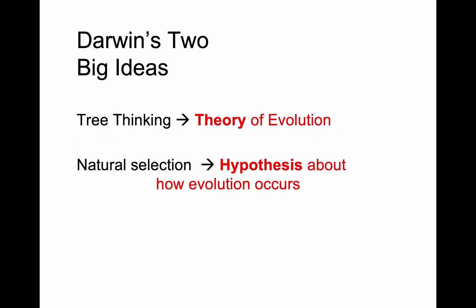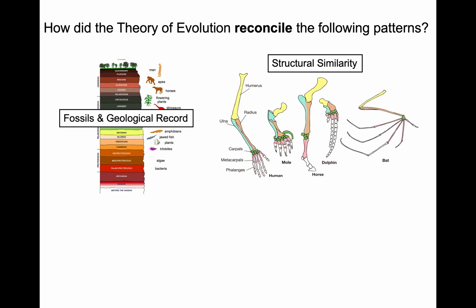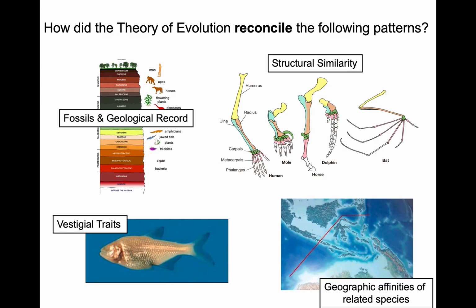Okay, let's move on. So Darwin had two big ideas that he came up with. One of them was tree thinking, which is essentially the theory of evolution, and the other is natural selection, which is a hypothesis about how evolution occurs. How does the theory of evolution reconcile the following patterns: the fossil and geological record, structural similarity, vestigial traits, geographic affinities? How does it do this?